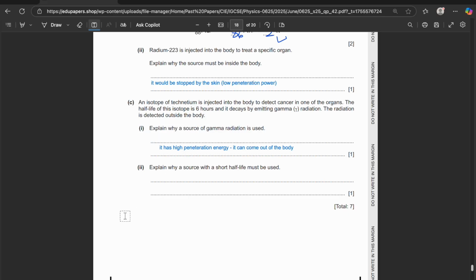To explain why a source with short half-life must be used. If it has a long half-life, then it will live in the body for so long. It isn't really good for the patient. So you can write so that it doesn't stay in the body for a long time.